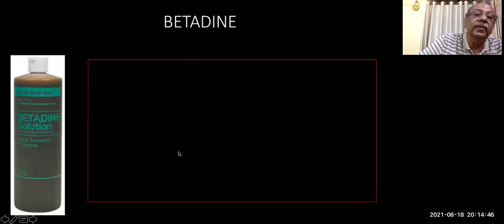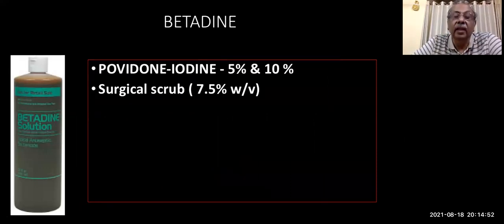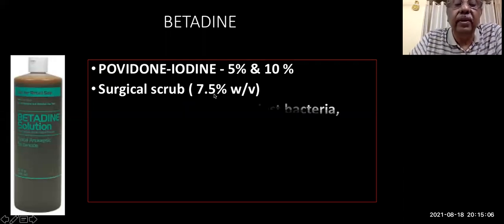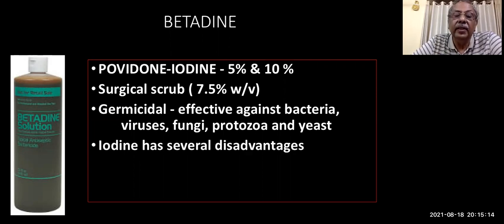stains from clothing. Then Betadine is one of the most popular solutions that we use in everyday life in the hospital. It is nothing but povidone iodine. What's the concentration? Three strengths are available: 5%, 10%, and the surgical strength scrub is 7.5%. It has germicidal properties against bacteria, virus, fungi, protozoa, and yeast.